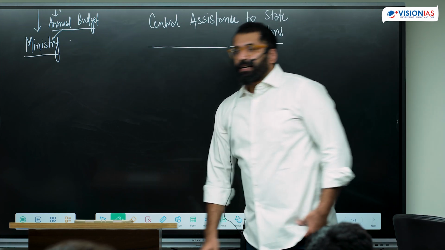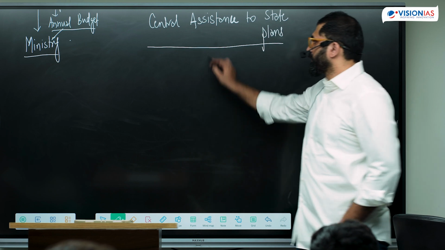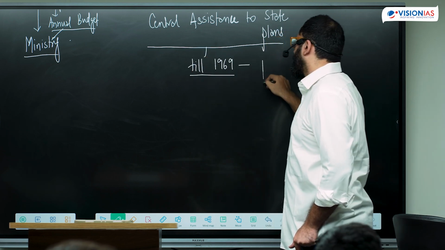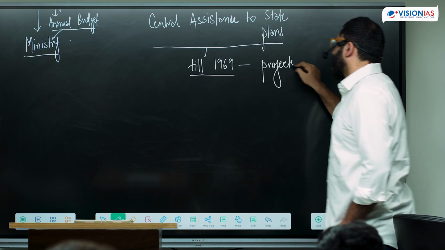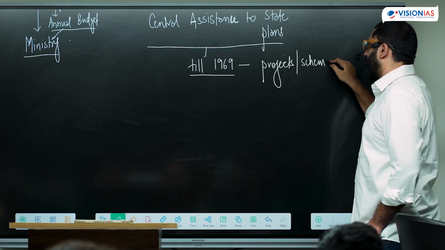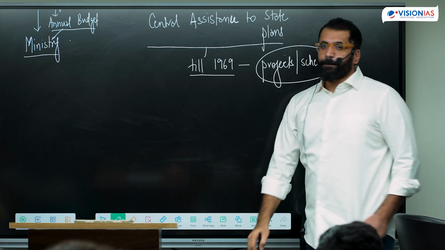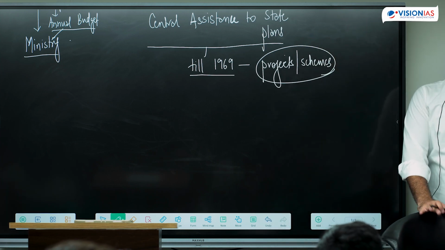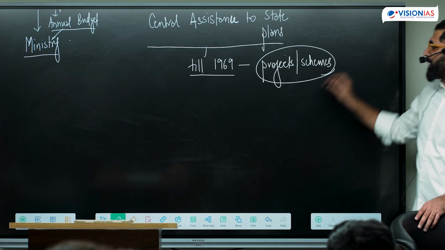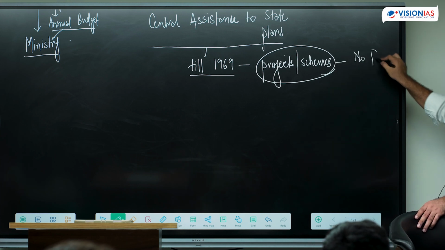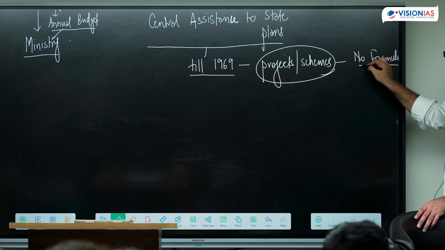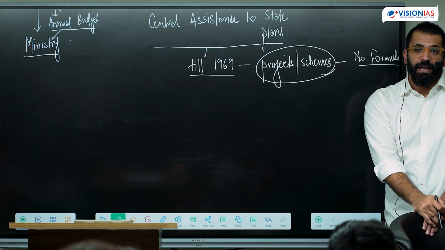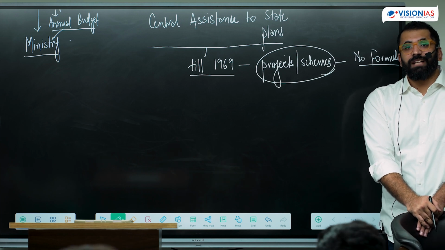In the initial years, till the third 5-year plan, till 1969, most of this money used to be based on certain projects or schemes which were designed as per part of the plan. Whatever projects or schemes the 5-year plan or the annual plan is deciding, based on that, every state government was getting money. That means there was no formula for central assistance to state plans till 1969, after which the state government started complaining.